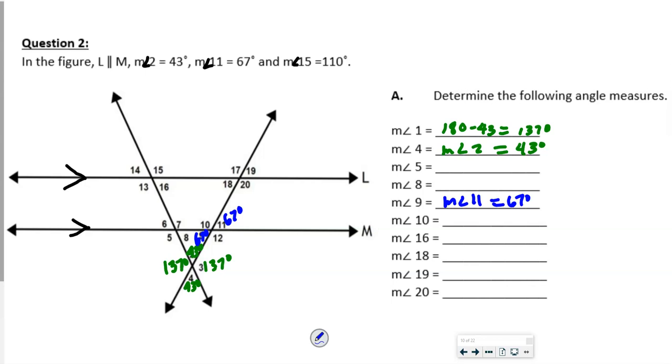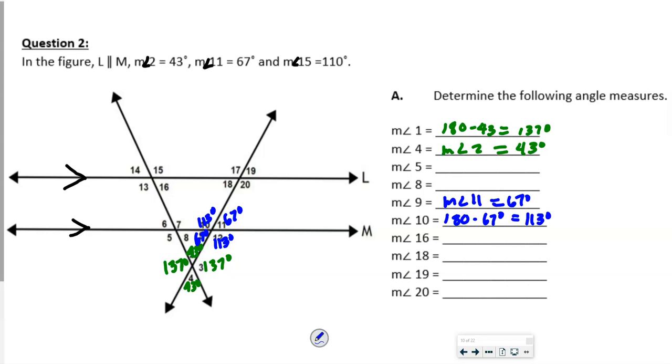And we could do 10. 10 is going to be 180 minus 67 because they are a linear pair. They're right next to each other. So that makes this angle 113. And it doesn't ask us for 12, but this would be 113 and this would also be 113, either because of the linear pair relationship or because of the fact that they are vertical angles. 10 and 12 are vertical angles.